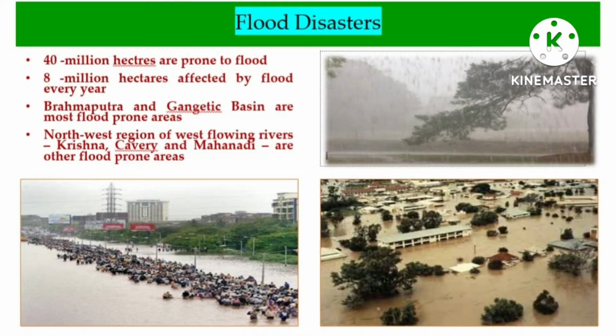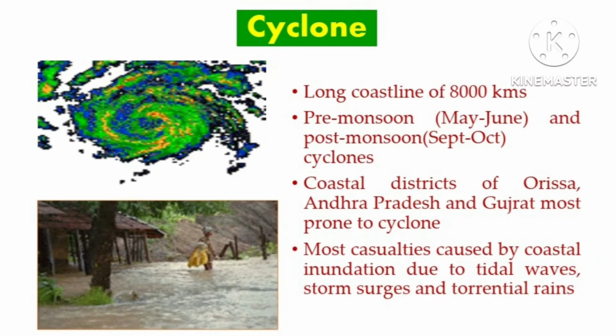Flood disasters. 40 million hectares are prone to flood, and 8 million hectares are affected by flood every year. The Brahmaputra and Ganges basins are the most flood-prone areas. The northwest region and the west-flowing rivers, Krishna, Kaveri and Mahanadi, are other flood-prone areas. Cyclone: India has a long coastline of 8,000 kilometers. The coastal states of Orissa, Andhra Pradesh and Gujarat are most prone to cyclone.